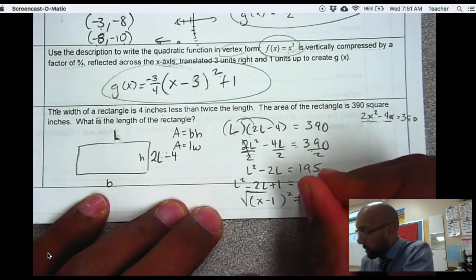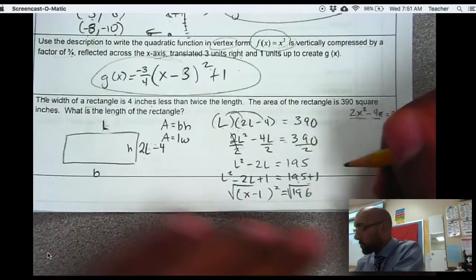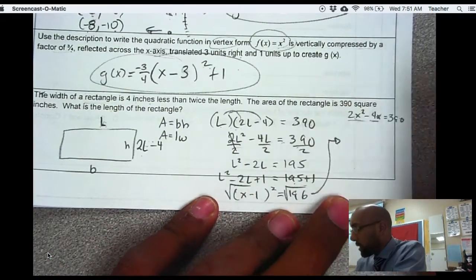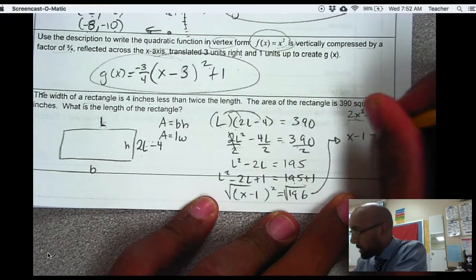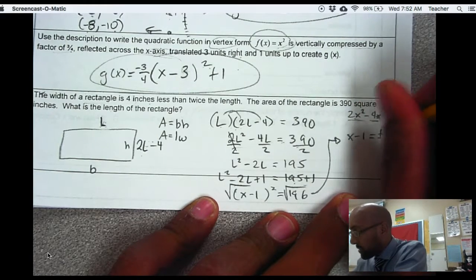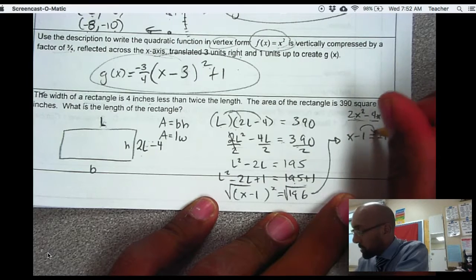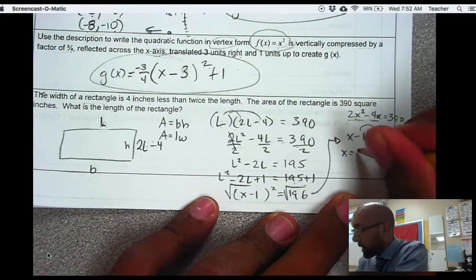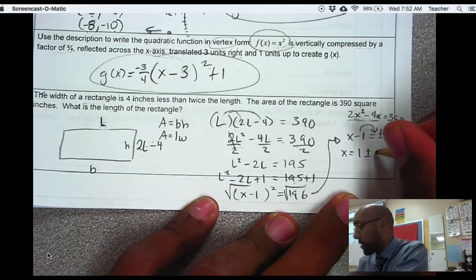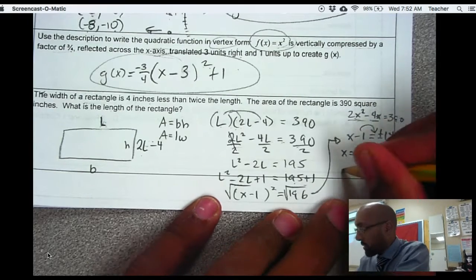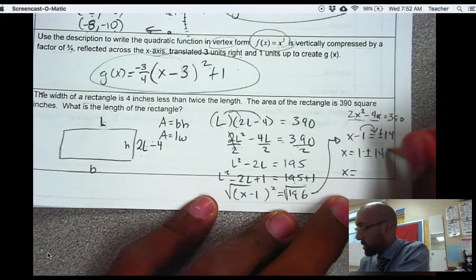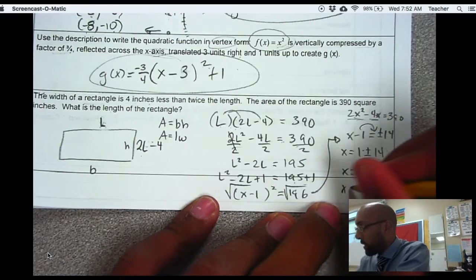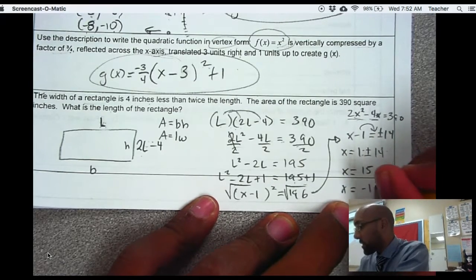I could square root this side and square root this side. Let's move it on up. Now we have x minus 1 equals plus and minus 14, don't forget. Then I'm going to move this 1 over here, so it'll become positive 1 plus or minus 14. We're going to have two solutions here. The first one will be 1 plus 14 is 15, and then 1 minus 14 is negative 13.